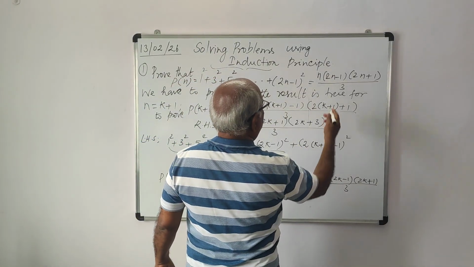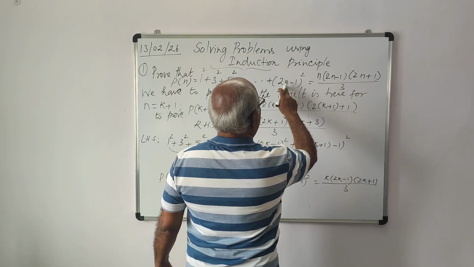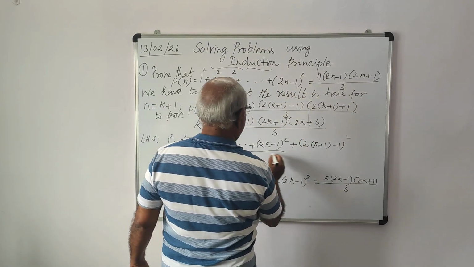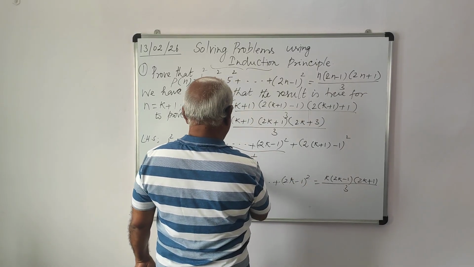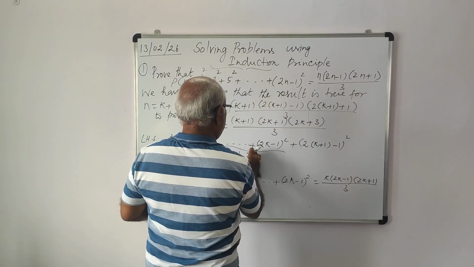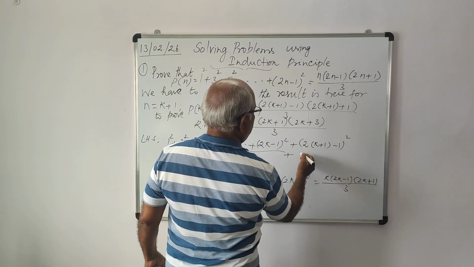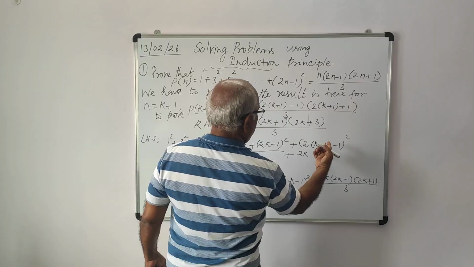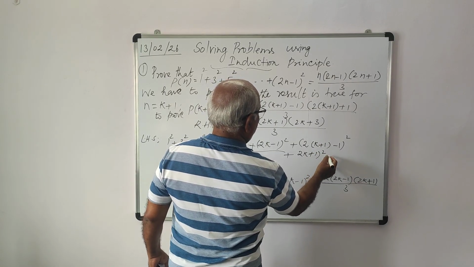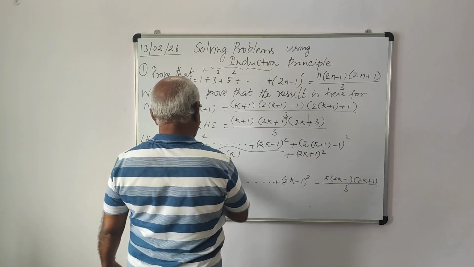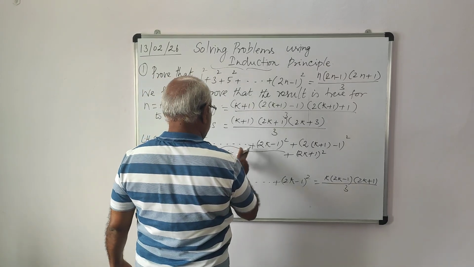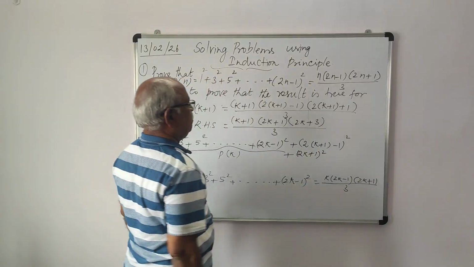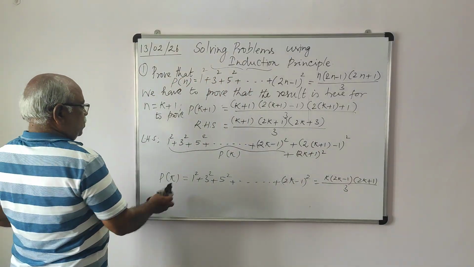Plus, instead of n equal to k, you get 2k plus 2 minus 1. Up to this is P of k, plus this is 2 into k plus 1, 2 minus 1 is 1, so (2k plus 1) whole square. This is your final step. P of k is up to 2k minus 1, plus 2 into (k plus 1) minus 1 square, which is (2k plus 1) square. This is your left hand side.